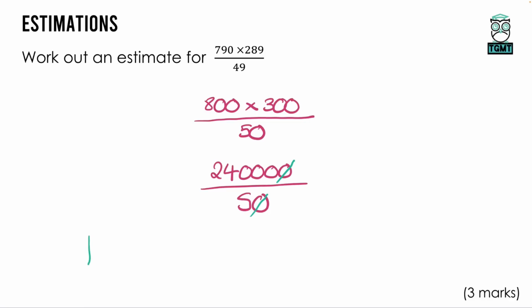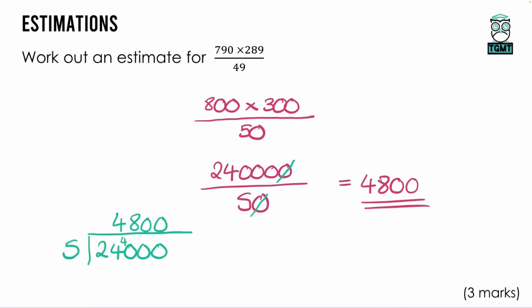and then for that division there we're going to need to use bus stop division. So just to the side we'll do 5 into 24,000. 5 doesn't go into 2, so we'll go 5 into 24, which goes 4 times, remainder 4. 5 goes into 40, 8 times, and then we have our 2 zeros at the end. So our estimation for this calculation is 4,800.